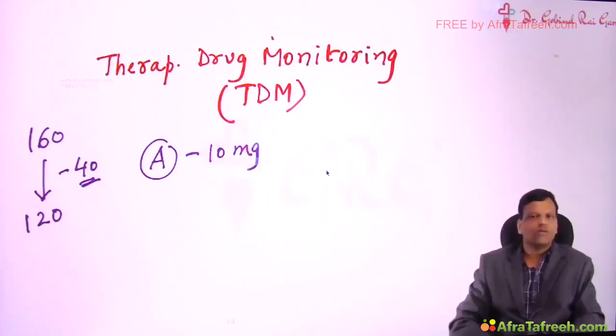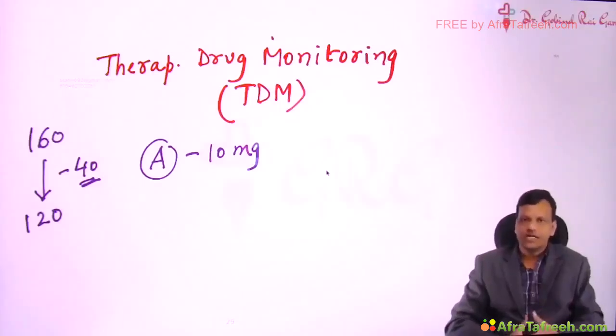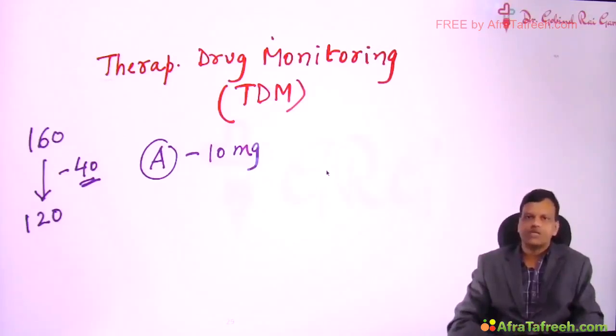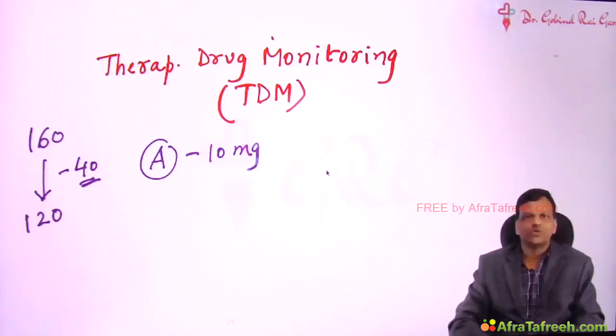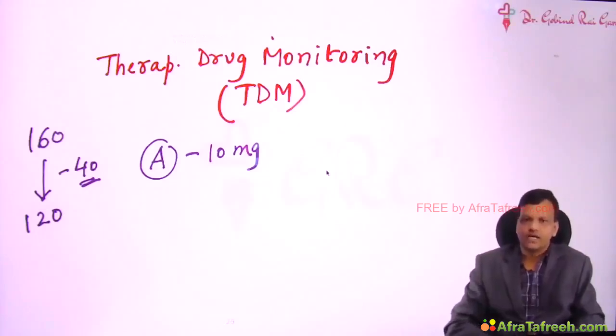So we give 10 milligram of drug A for a week. Ask the person to come again after a week. We measure the blood pressure. If the blood pressure is near 120, that means the dose is okay. We will continue with that dose. But if the blood pressure is still 140, that means the drug is effective but not completely, so we need to increase the dose. And if the blood pressure decreases very much, that means we need to reduce the dose. So that is the normal method of adjusting the dose of a drug according to the desired response.